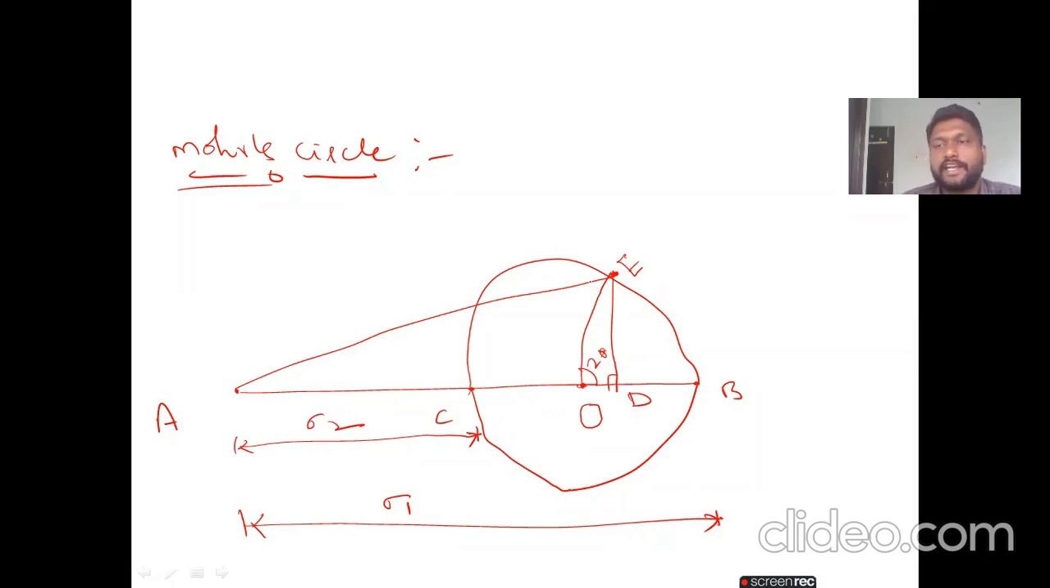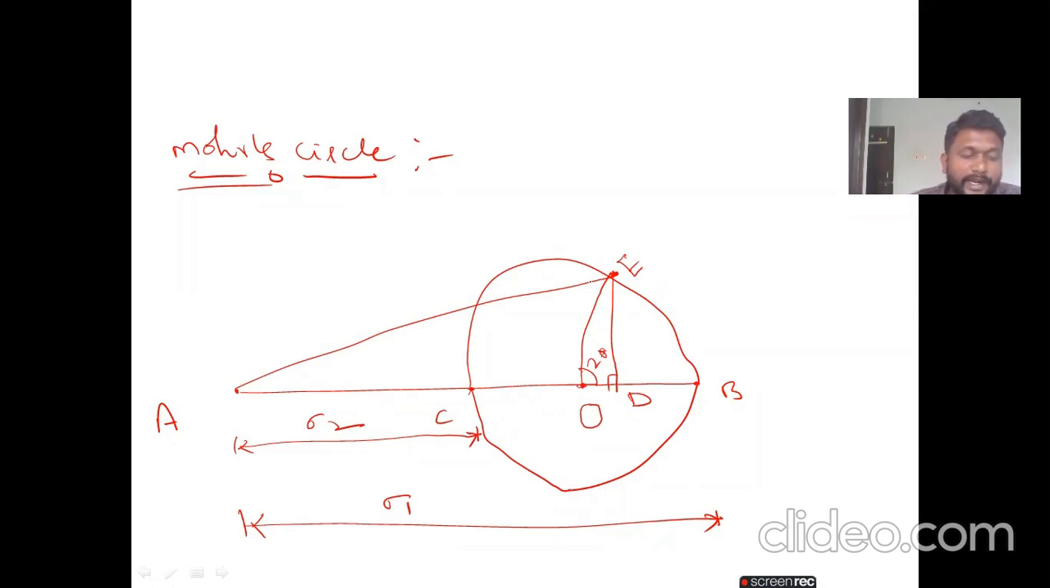Let us first take the line AB, with C as the center point. Draw a circle, and for that circle the center is O. From that, make an angle 2 theta and draw the line OE. From E, draw a perpendicular line ED, then join A and E. This is how we get the drawing.